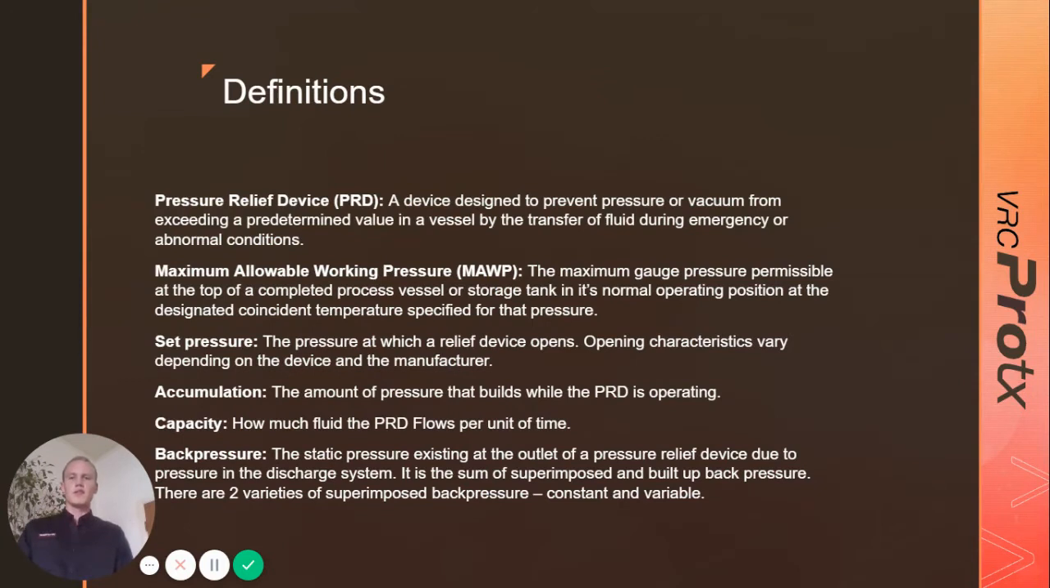A pressure relief device is any device used to prevent excess pressure or vacuum from accumulating in a vessel. The MAWP is the maximum gauge pressure permissible at the top of a process vessel or storage tank in its normal operating position. Set pressure is the pressure that the pressure relief device opens. Typically, that's the MAWP of the vessel. Accumulation is the amount of pressure that builds while the relief device is open. Capacity is the amount of fluid per unit time that the device passes, and back pressure is the amount of pressure at the outlet of the device.